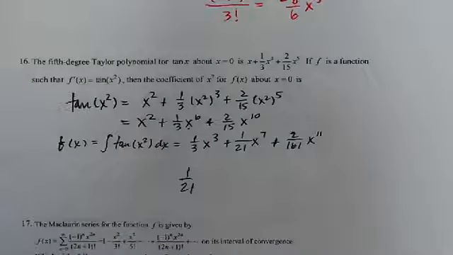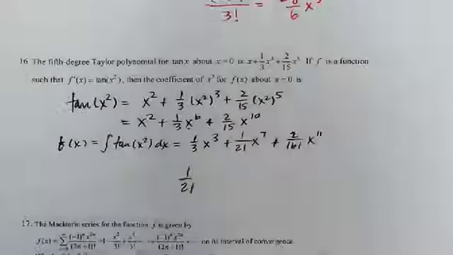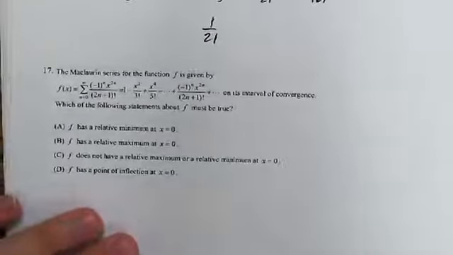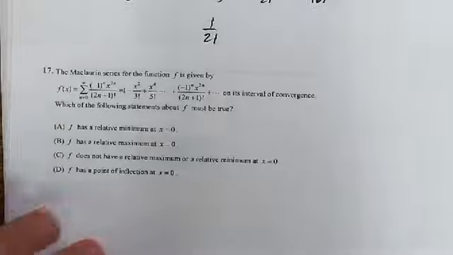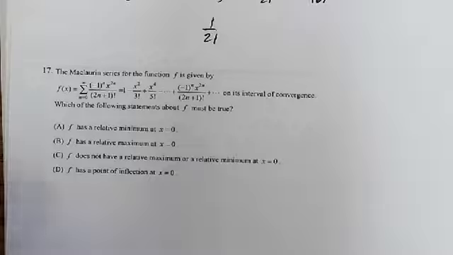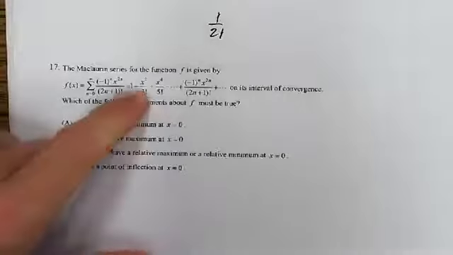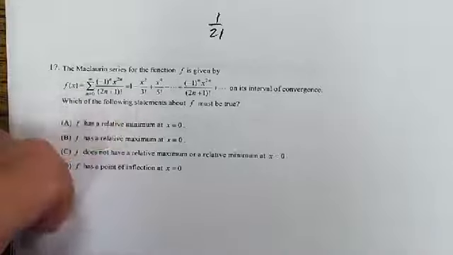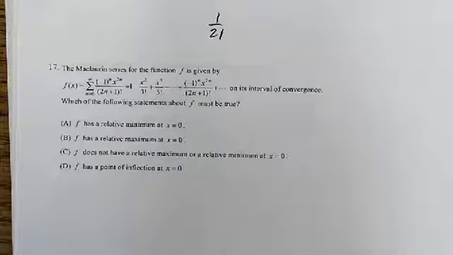Okay, the Maclaurin series for f is given by f equals this big polynomial on its interval of convergence. Which of the following statements about f must be true? Well, okay, they're asking about max, min, point of inflection, stuff like that. Well, first of all, I can tell you right now that the second derivative is non-zero because I see an x squared term. So while second derivative 0 does not guarantee you a point of inflection, and point of inflection does not necessarily guarantee you a 0 of the second derivative, for a polynomial, those things must be true.